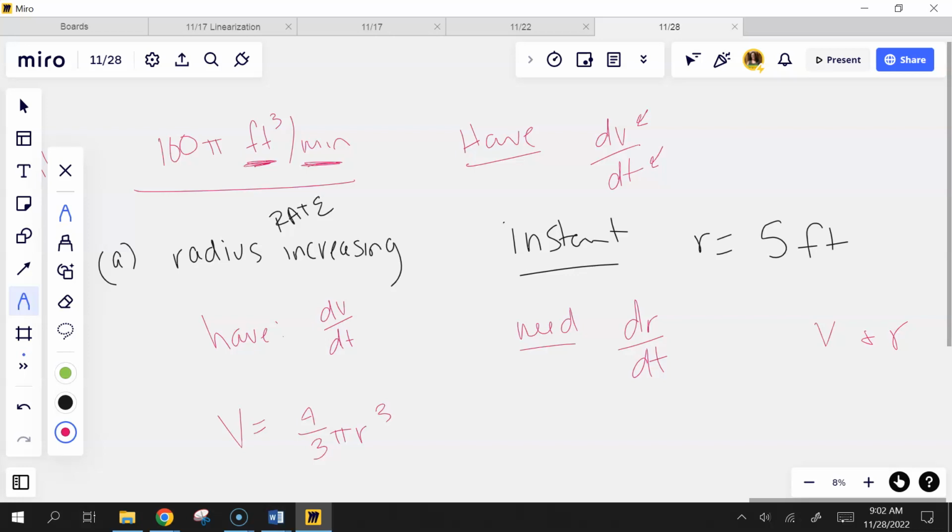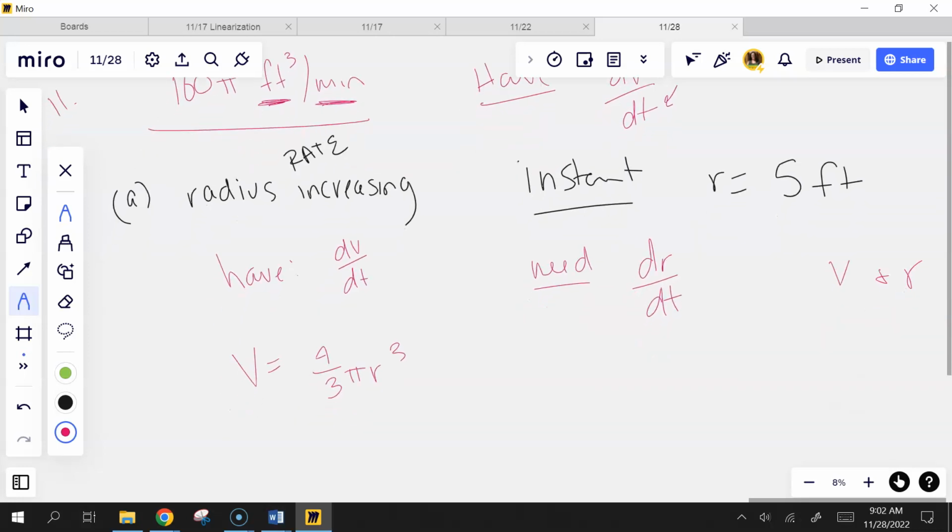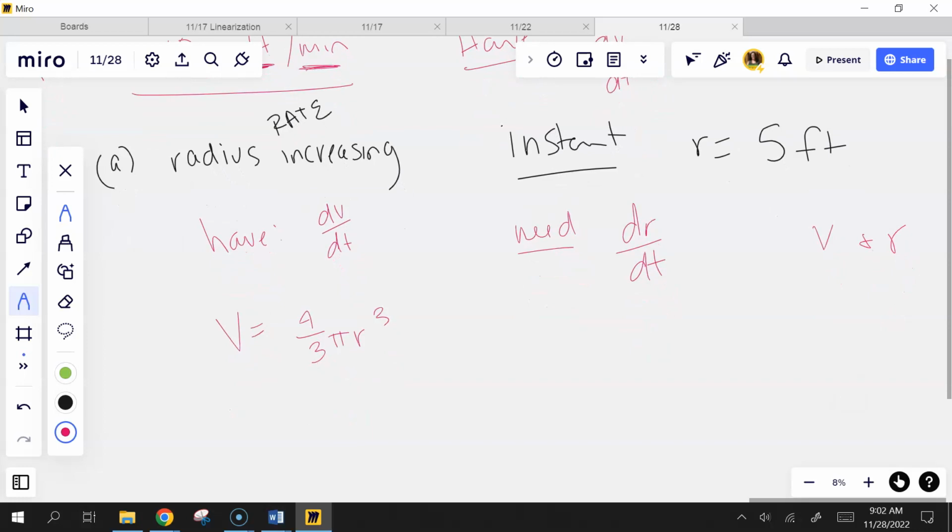Will that relate dV/dt and dr/dt for me? Sure, if I take the derivative, right? So now I found the equation. The hardest part, and most of the time you're going to have to draw a picture for these. This one didn't really need a picture, but we'll get into some pretty grueling ones. But let's do the derivative now. So dV/dt equals 4 pi r squared dr/dt.